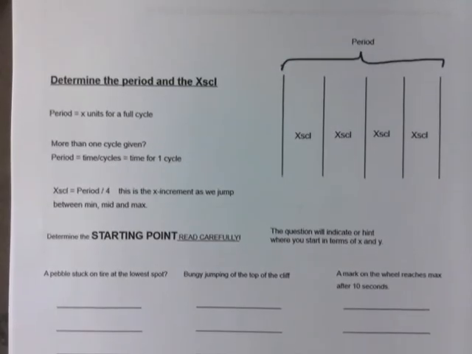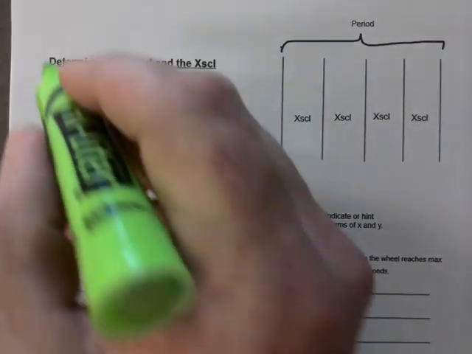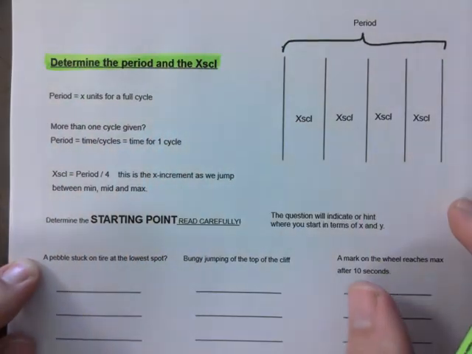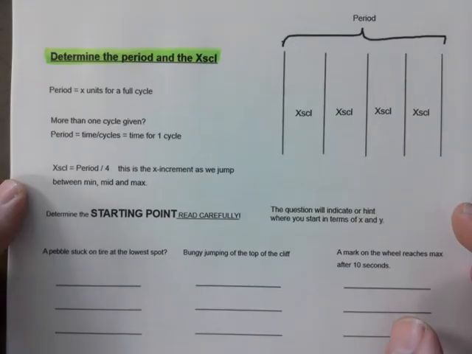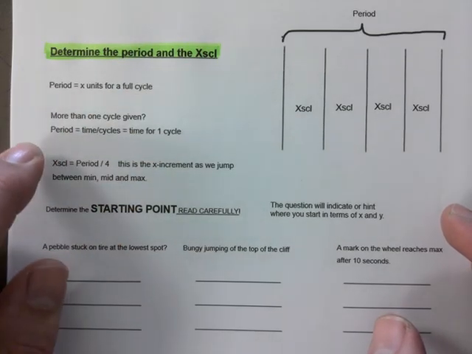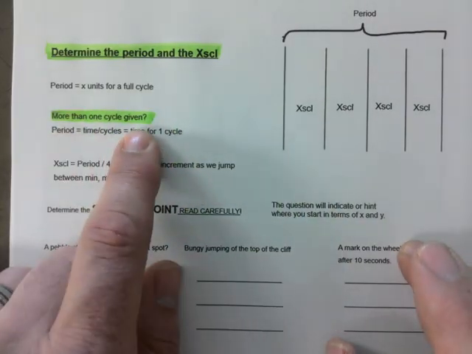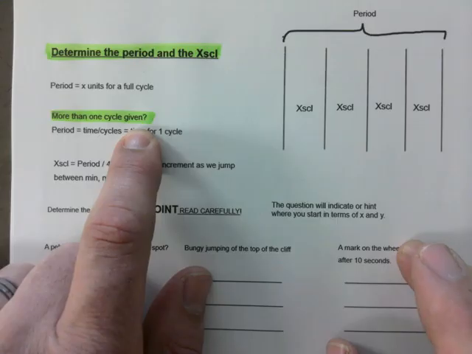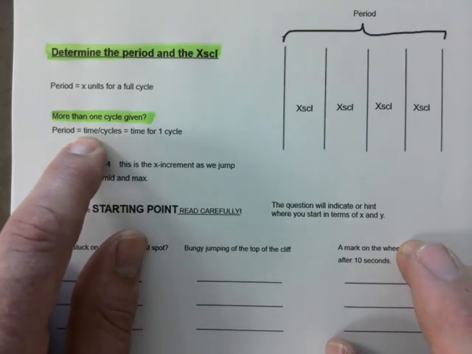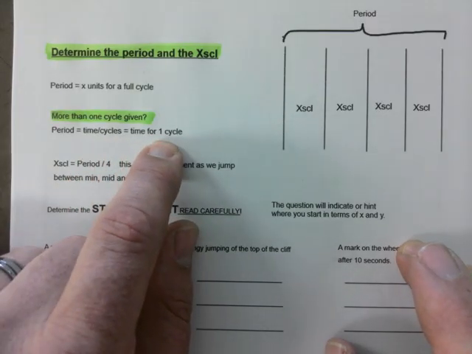Next thing is the x values. You're going to have to focus on the x values. I'm going to grab a different color. Determine the period and your x scale. Period is the x units for a full cycle. Highlight this part. Sometimes there's more than one cycle given. In which case, to find the period, we just need to take the time they gave us, divide it by the cycles. That's the time for one cycle.